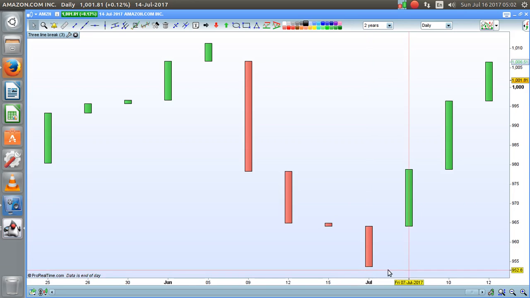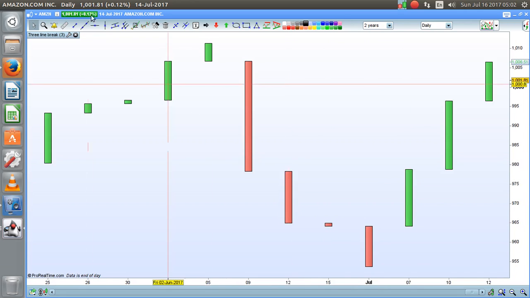But what happened? This is on 3rd of July and by 7th of July the price closed way back up again at 978.80, and it passed the three-line break charts. Okay, so that's why it's called three-line break charts.